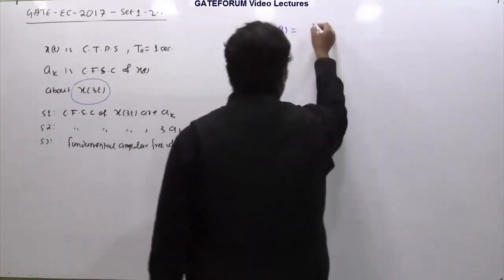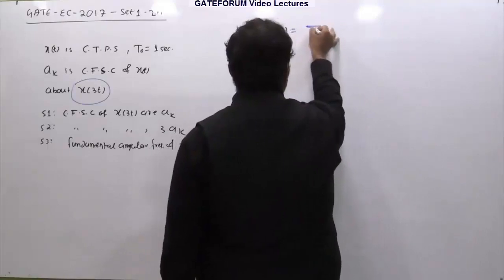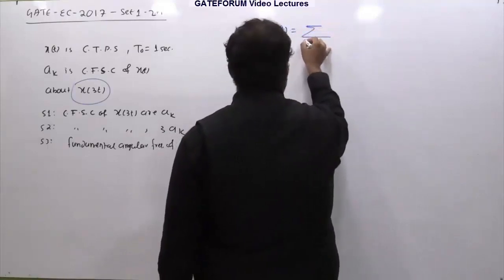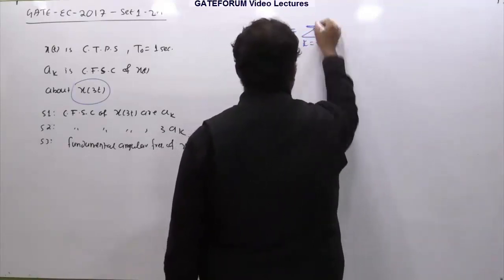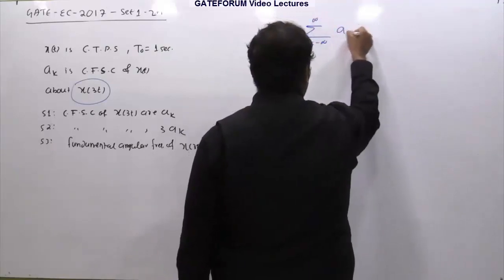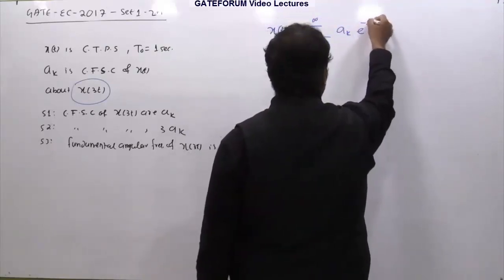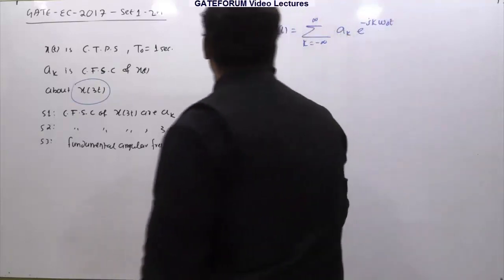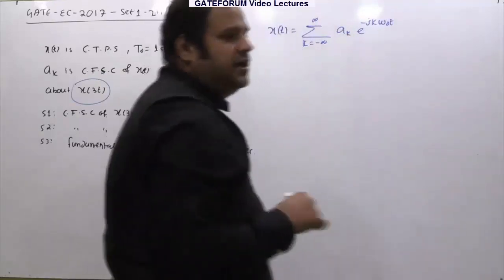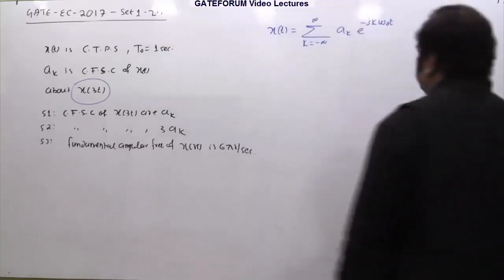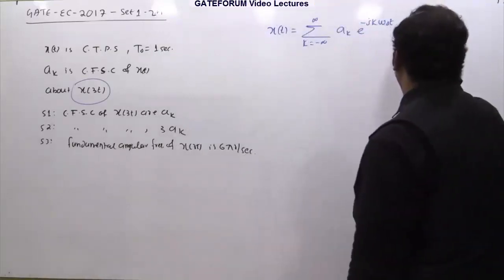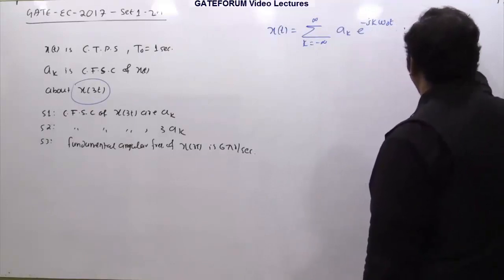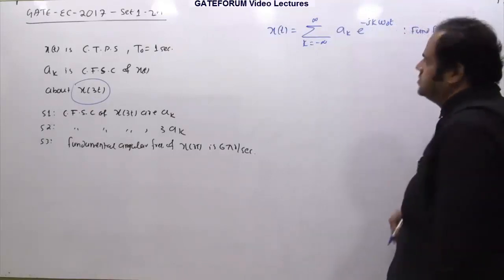But anyway, you know very well x of t is given by the sum of k from minus infinity to infinity, ak e raised to power minus jk omega naught t. So this is the general format of any periodic signal. Its complex Fourier series representation looks like this. Here the fundamental frequency is nothing but omega naught.